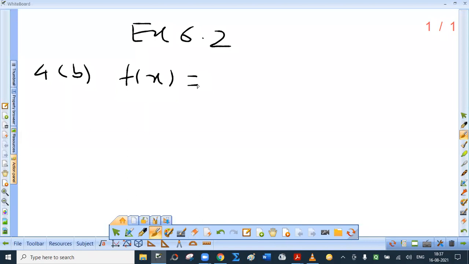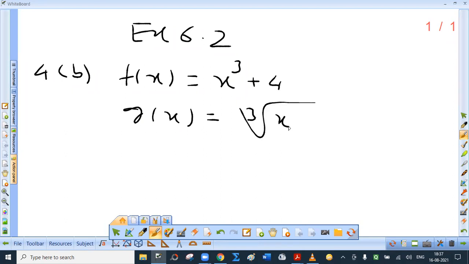What is f of x? f of x is x cube plus 4. And what is g of x? It is cube root of x minus 4. If you use common sense, you can tell me that yes, one is the inverse of the other. Why? See, first you have to cube the number and add 4 to it. Now in case of inverse, first you will have to subtract 4. And what is the process inverse to cubing? Cube root.